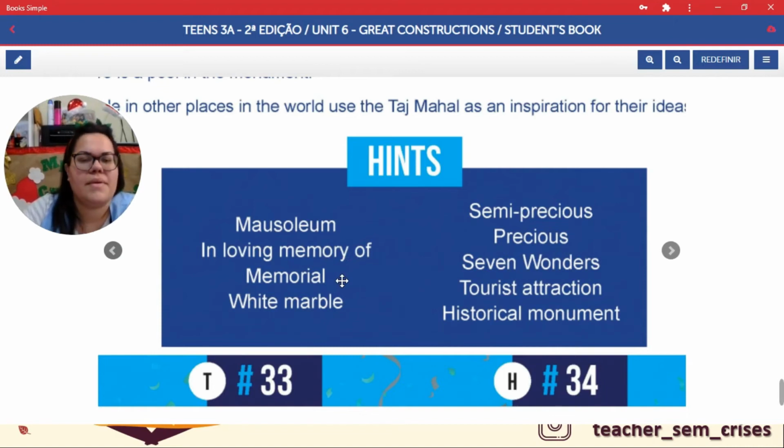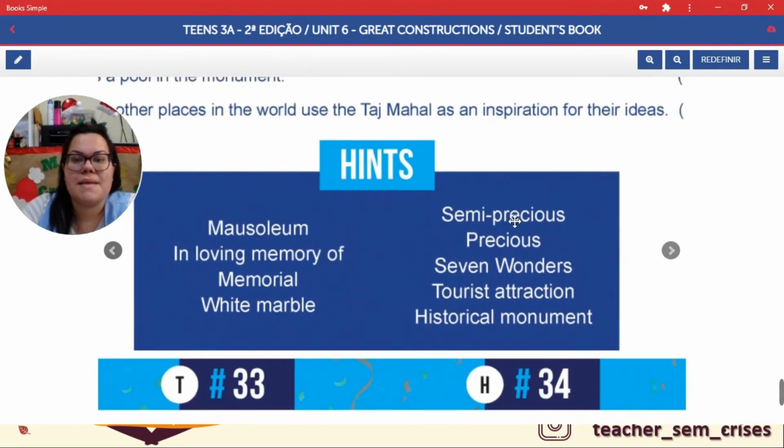Memorial, memorial, like we have in Portuguese. White marble. White marble is mármore, mármore branco, que foi o que eles usaram para construir o Taj Mahal. Semi-precious, semi-precioso, precious, precioso. Se alguém assistiu Lord of the Rings, O Senhor dos Anéis, eles falam precious toda hora, my precious. E aí vai. Seven Wonders, as sete maravilhas, the seven wonders of the world, as sete maravilhas do mundo. Tourist attraction, uma atração turística. Historical monument, um monumento histórico, ok?